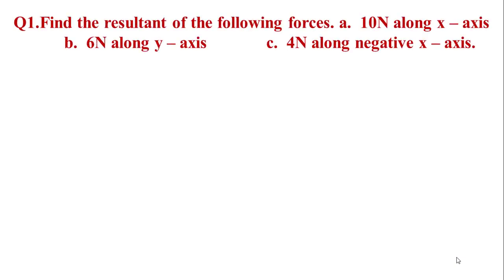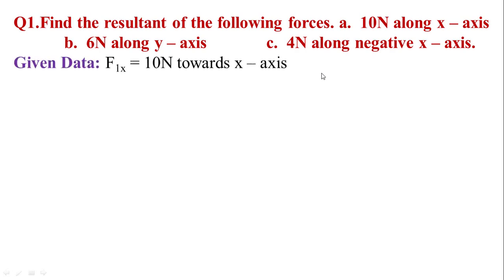Now we will start the first numerical. In the first numerical, the given statement is: find the resultant force of the following forces. Here some forces are given. In part A, 10 Newton along the x-axis, in part B, 6 Newton along the y-axis, and in part C, 4 Newton along the negative x-axis. Here two forces are given along the x-axis, one positive and the other negative.